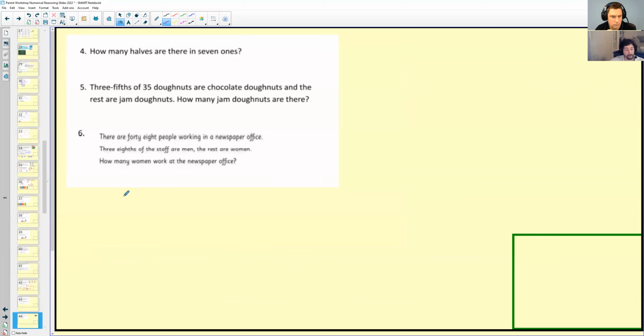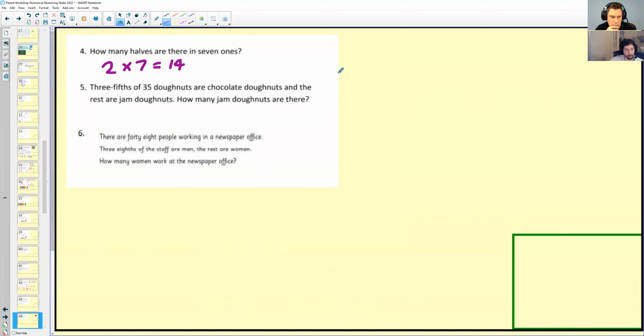How many halves are there in 7 ones? Again, another question. How many halves are there in 7 ones? It sounds confusing. Again, start with 1 whole. How many halves are there in 1 whole? Well, there are 2 of them. So in 7 ones, 7 wholes, there's going to be 7 times that amount. So 14. Just breaking it up into steps can be quite challenging.